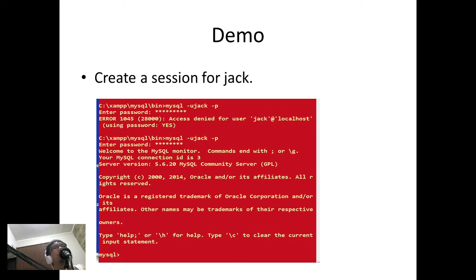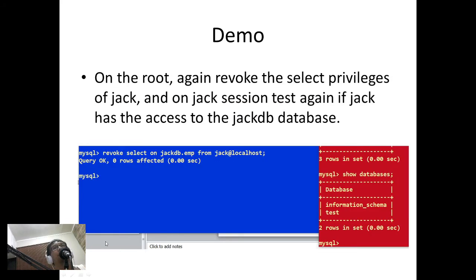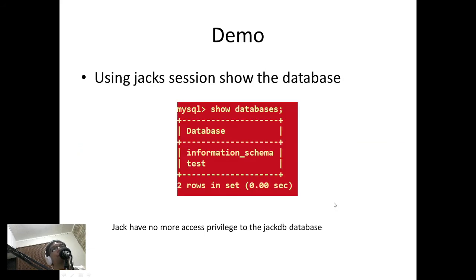Now let's create a session for JAK. Here we log in as JAK. So we have now logged in as JAK. On the root again, revoke the select privilege of JAK on the JAK database. So revoke select on JAK db.m from JAK at localhost. We notice here, if we show databases, JAK has no more access to the JAK database.